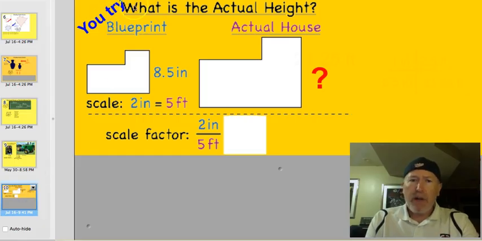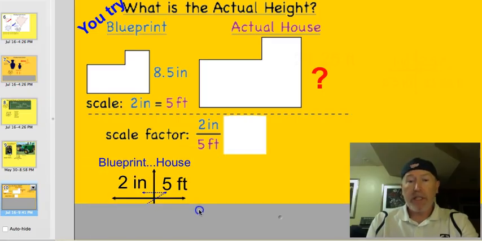All right, time for you to try one. Don't give up on me here. On this blueprint here, I want you to find this measurement here. Now here's a blueprint, and here's the actual house. On the blueprint, it's 8.5 inches. You need to find this measurement. And the scale factor is 2 inches is 5 feet. Go ahead and pause the video and give it a shot. All right, let's see how you did.